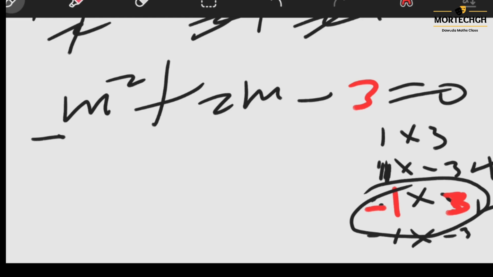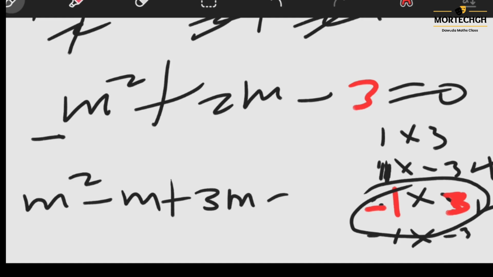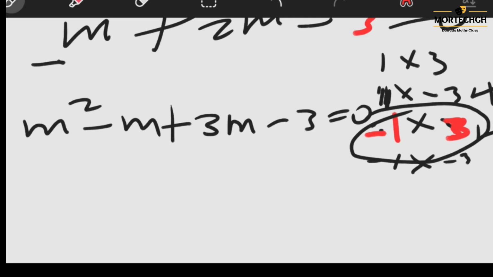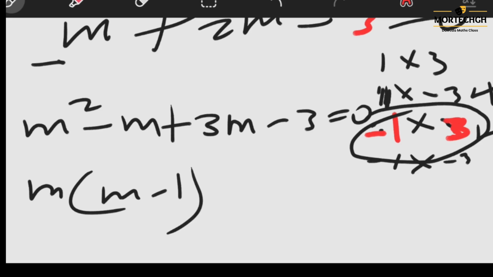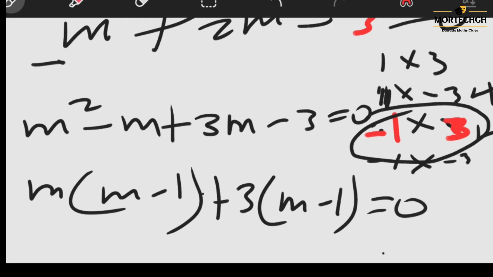So we just substitute inside the equation. So we have m squared minus m plus 3m minus 3 is equal to 0. So it really works. So here we can factorize m out. From m squared minus m, we can factorize m out. So we have m here, m inside. Because if you take the m outside times the m inside, it will give you m squared. M times minus 1 will give you minus m. Here too we can factorize 3 outside. And we have m. 3 times m will give you the 3m. 3 times minus 1 will give you the minus 3, which is equal to 0.